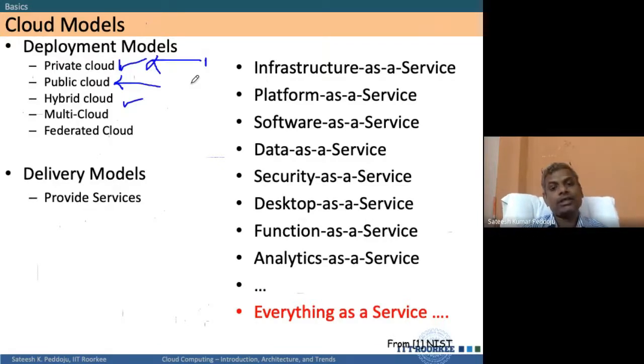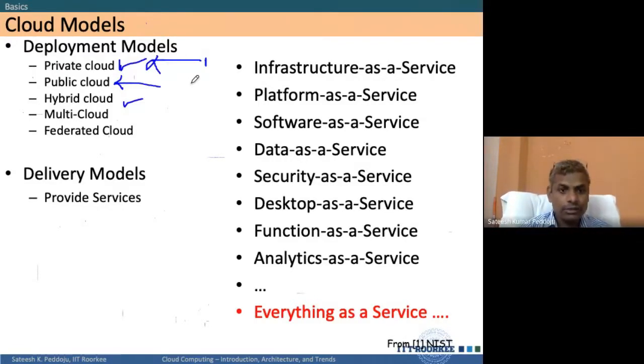Okay, and your desktop can be provided as a service. Like TeamViewer, most of you must be knowing, right? It provides you the desktop, it uses the remote desktop option, but typically it is provided as a service, and in the backend in your TeamViewer, the cloud actually works.